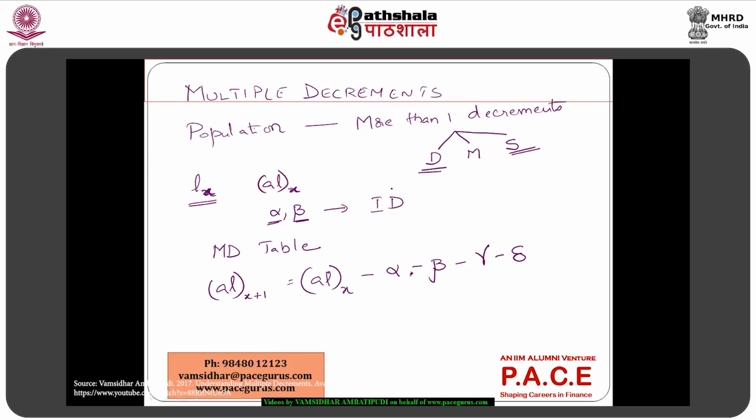So the number of lives that got exited out of the population of enforced policies, because of any of these decrements, results in the computation of AL X plus 1. In a large number of cases, we see that all these decrements operate independently. So if one is occurring, I can't expect the other one to occur. They are occurring almost independently.